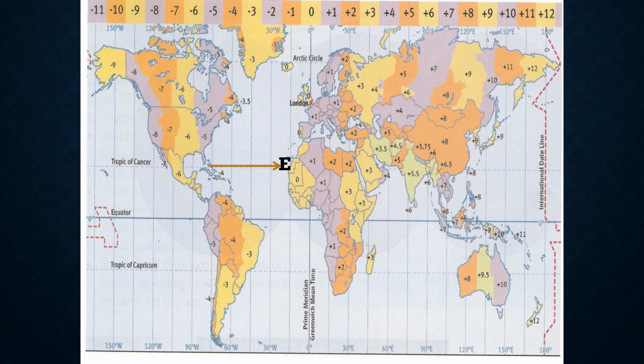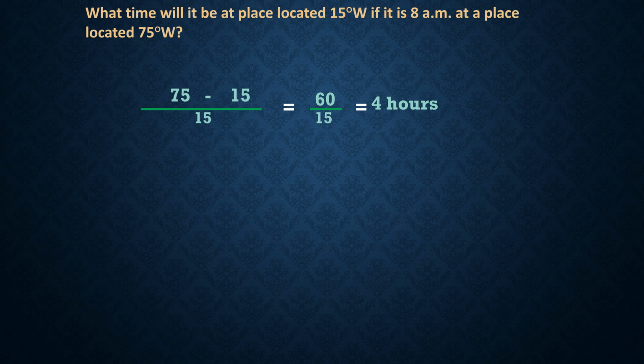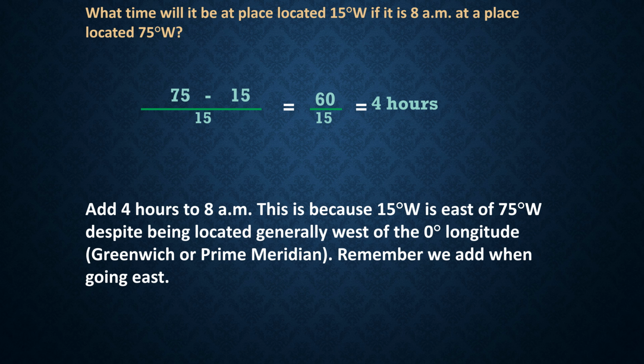Now, what are we supposed to do if we're looking for the time of a place located east in relation to the other place? Do we add or do we subtract? Well, students, we add our 4 hours to our 8 a.m. because 15 degrees west is east of 75 degrees west, despite being located generally west of 0 degrees longitude, which is Greenwich or the Prime Meridian. Remember, we add when we're going east.